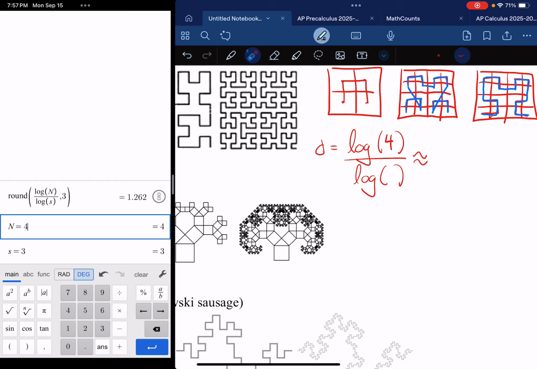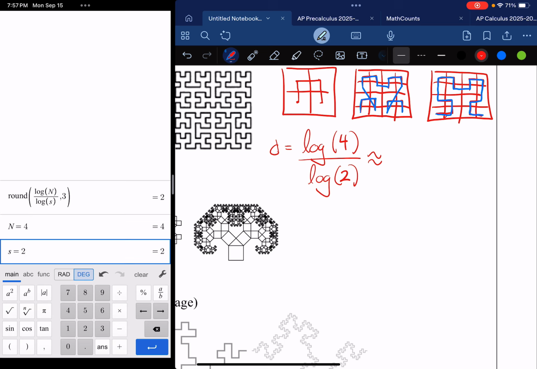Well, I guess you had to reduce it by a factor of 2, so it evenly spread that. So it's going to be 2. And then I just come in here and say log of 4 divided by log of 2. Wait, that sounds familiar. That's a space-filling curve. It has an exact dimension of, come on now, 2.